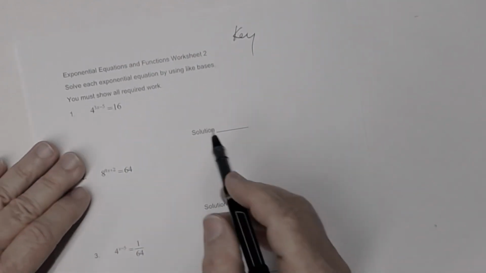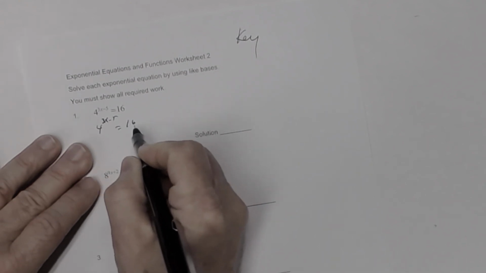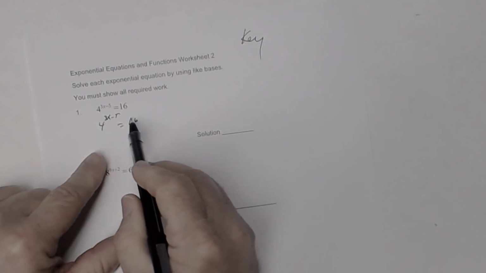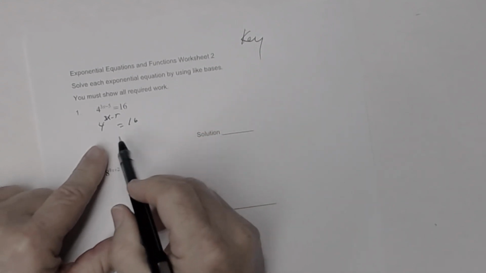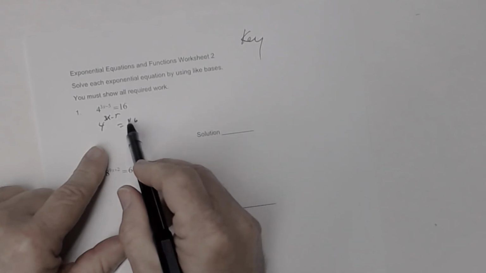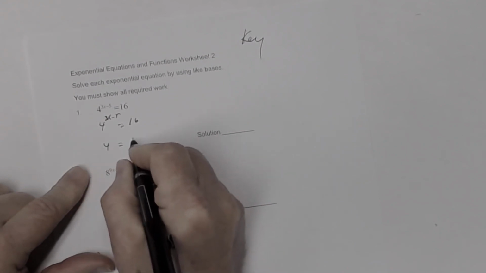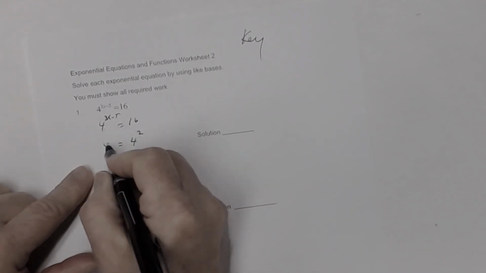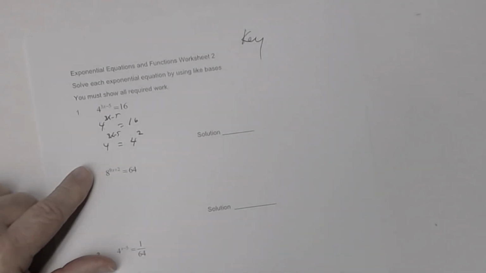All right, so let's look at number one. We have 4 to the 3x minus 5 equals 16. And I want you to notice that the base here is 4 and the base here is 16. So they're not alike. But we all know that it's pretty easy to get those two bases to be the same, because 16, I can write as 4 squared, right? 16 is 4 squared. So this becomes 4 to the 3x minus 5 equals 4 to the second power.